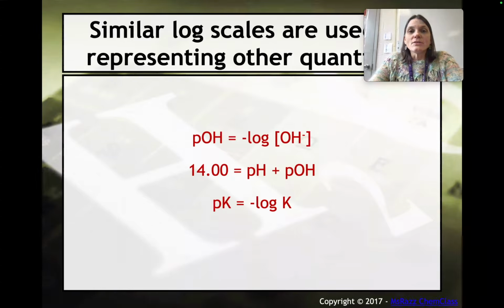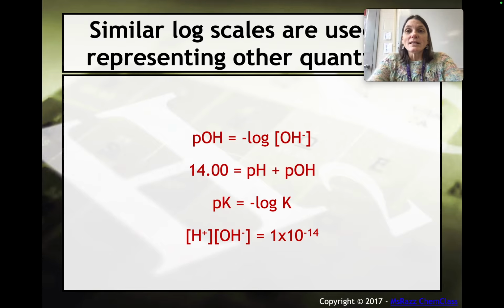All right, there are other things you can do with this. Remember I just said little p means negative log. So POH means the negative log of the hydroxide ion concentration. Now here are some handy little equations. pH plus POH is equal to 14. H plus times OH minus is equal to 1 times 10 to the negative 14, which I showed you at the beginning. There's also pK. The little p, capital K, means the negative log of the equilibrium constant. What? Okay, we'll get to that.